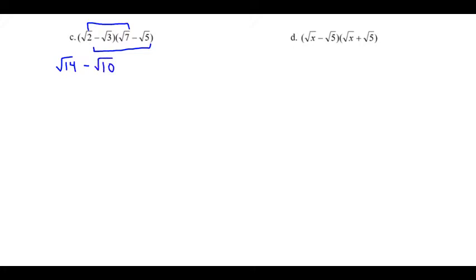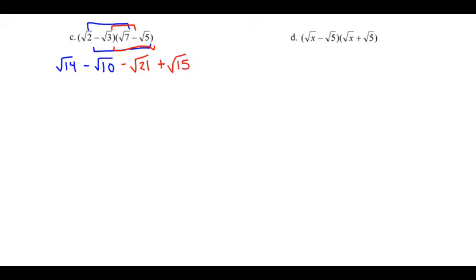And then we'll do our inner terms. So the square root of 3 times the square root of 7. And it's a negative square root 3. So it'll be negative square root 21. And then our last terms, 2 negatives make a positive, and it'll be the square root of 15.